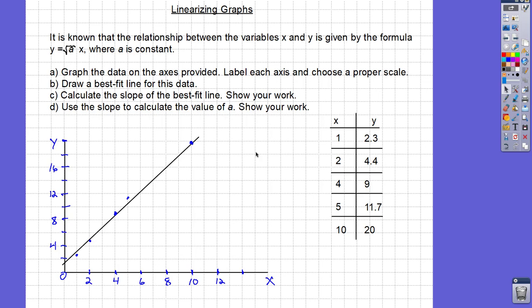So what we're pretending here is that we know that the formula is y is equal to the square root of some constant a times x. So what we really want to know, if you think about it, is we can use the slope to figure out what that constant a is. Okay, so in this case I just have y and x, so I need to find the slope, so we'll just go ahead and do that manually.